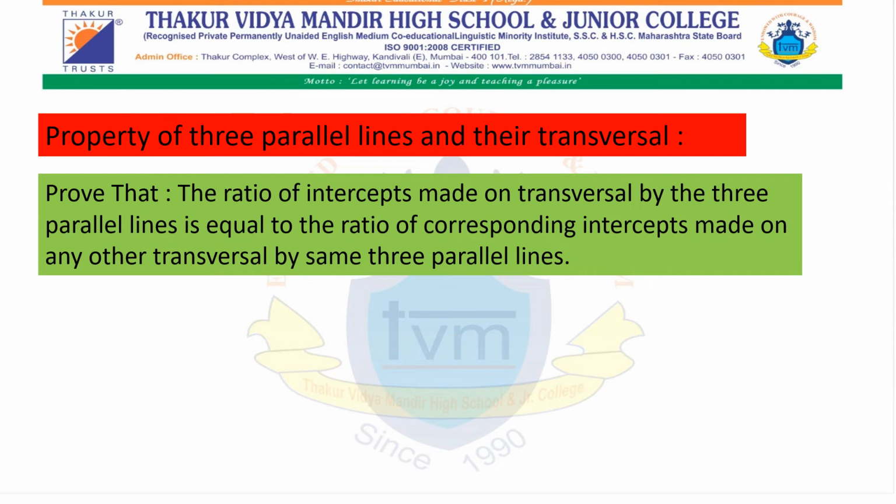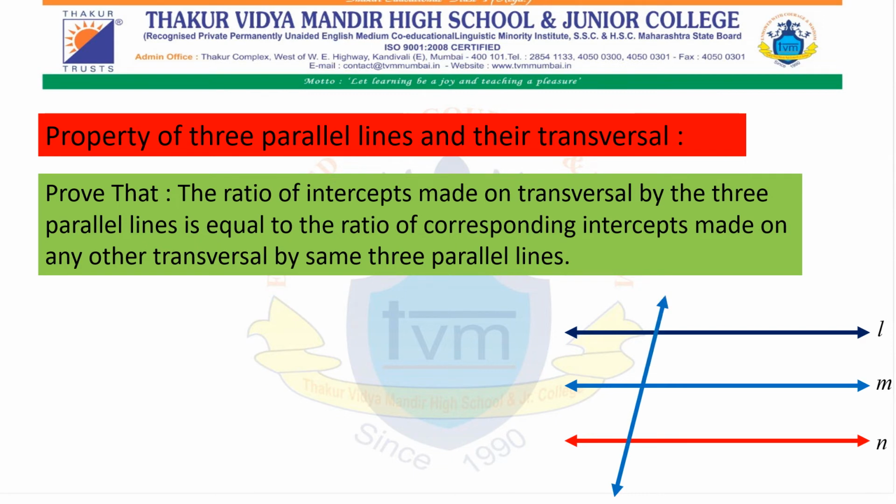We'll first draw the diagram for this theorem. Since the statement is regarding three parallel lines, we'll be drawing three parallel lines. First, line L parallel to line M parallel to line N. These are three parallel lines. Now we have transversals. There are two transversals in this theorem. First transversal T1, let it intersect lines L, M, N at points A, B and C. Second transversal T2, let it intersect lines L, M, N at points P, Q and R.